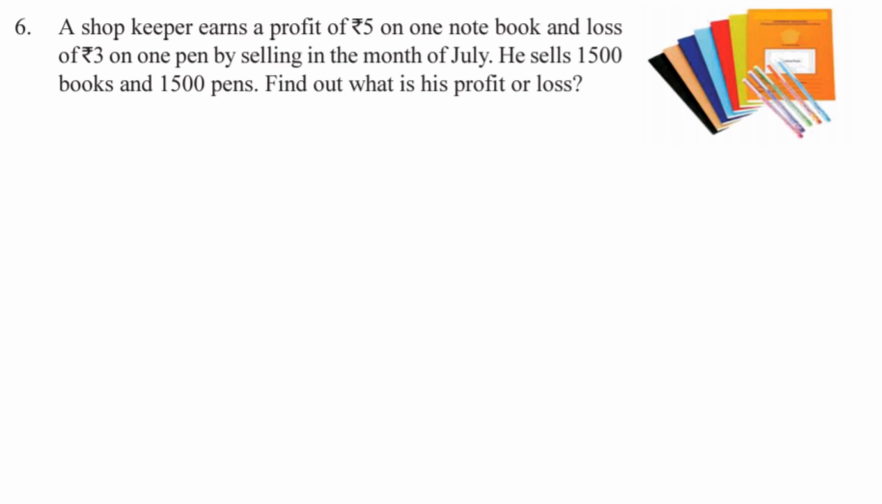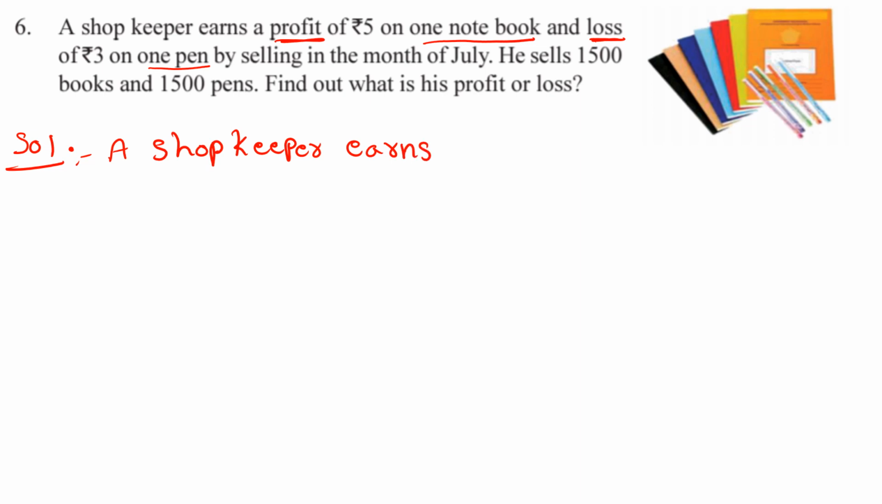Now write the solution here. Profit means here that it is positive, and loss means that it is negative. On one book he gets that profit and on one pen he gets that loss. Write that answer here. A shopkeeper earns a profit on each book equal to 5 rupees, that is positive 5 rupees.